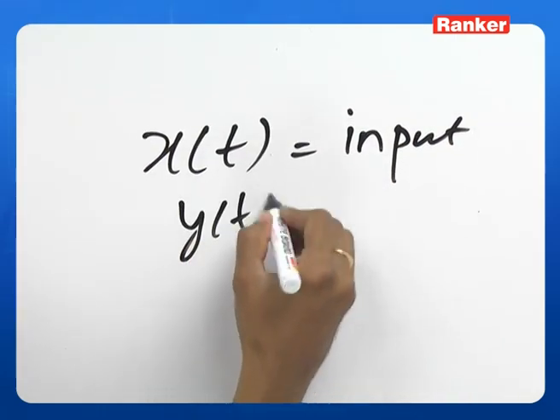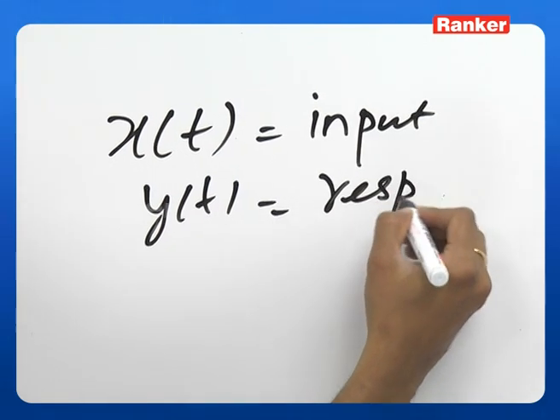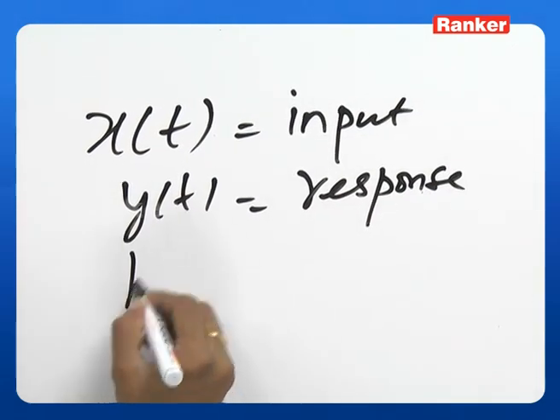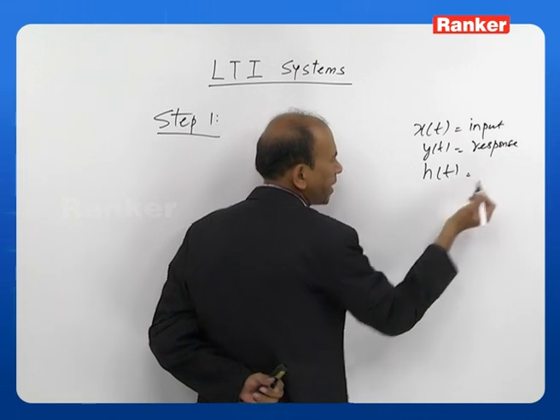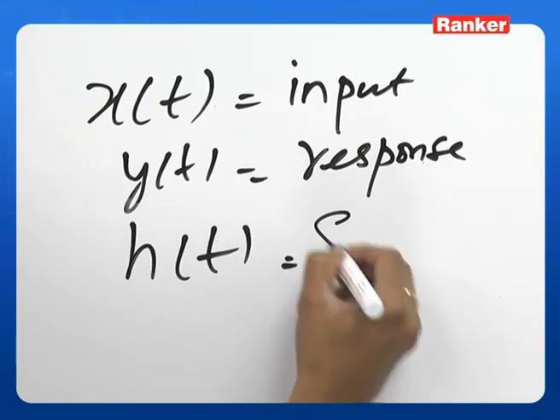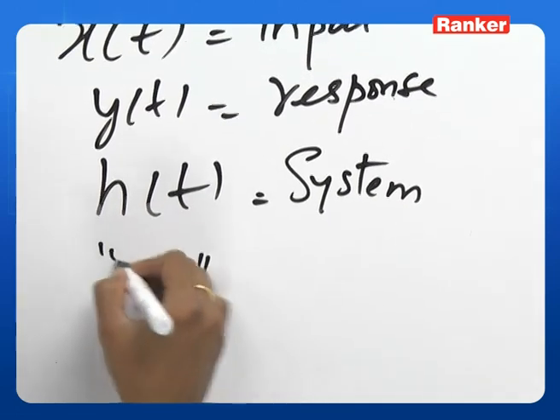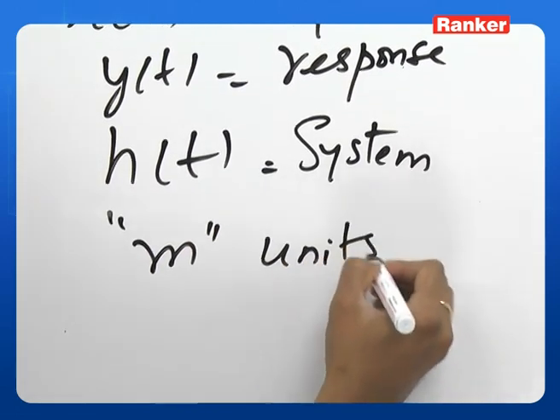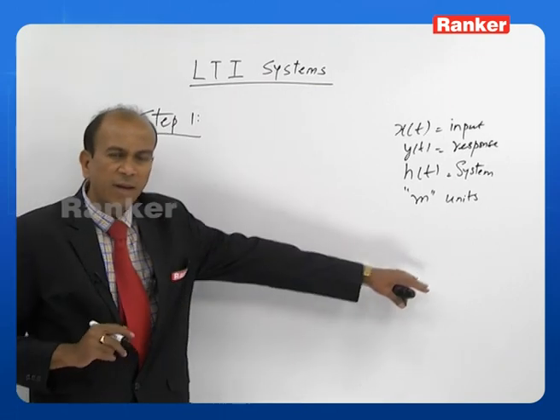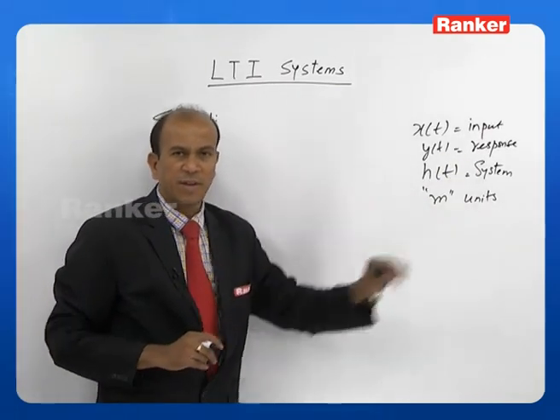Y of t is my response or output. Okay, and h of t, or h sometimes, is our system. And the delay, we are calling it as m units. It can be milliseconds, microseconds or whatever, so it will be m units. So these are some of the things which we have here.